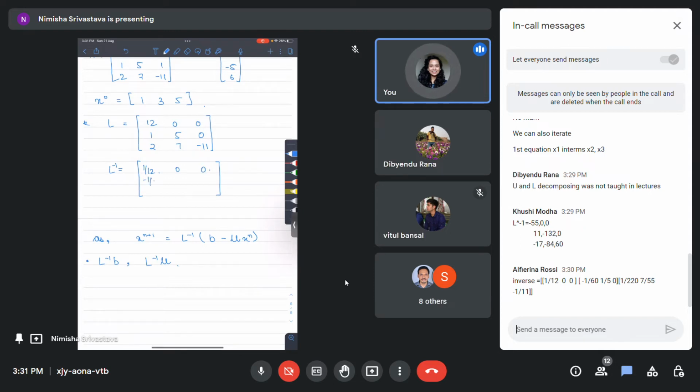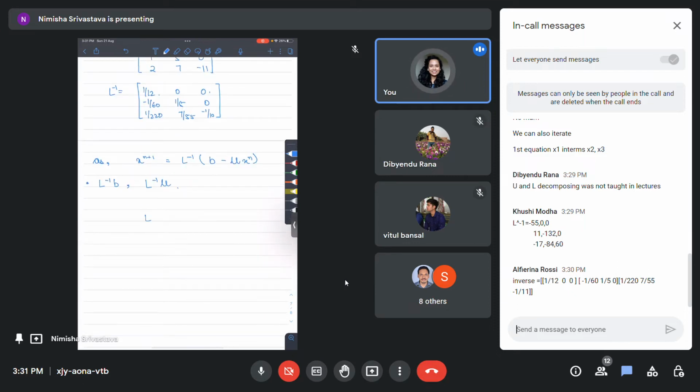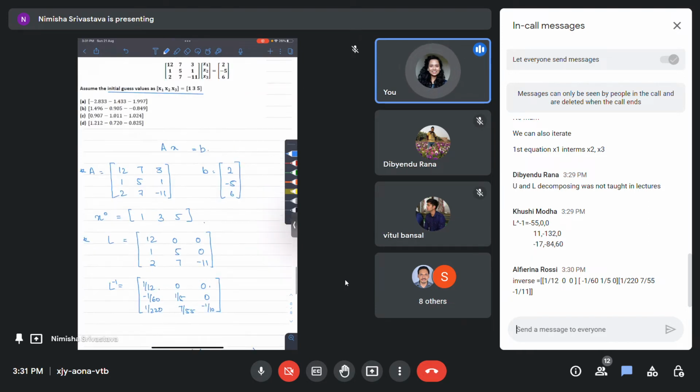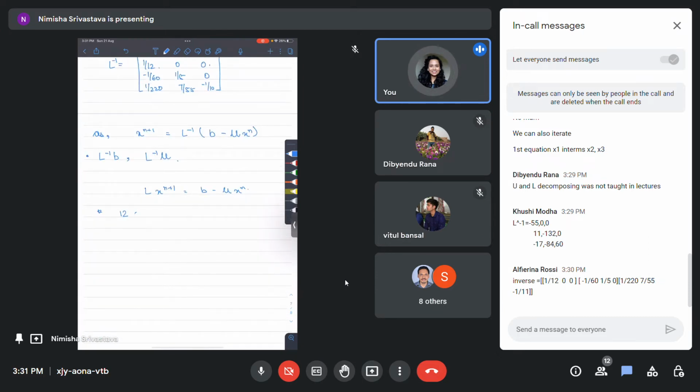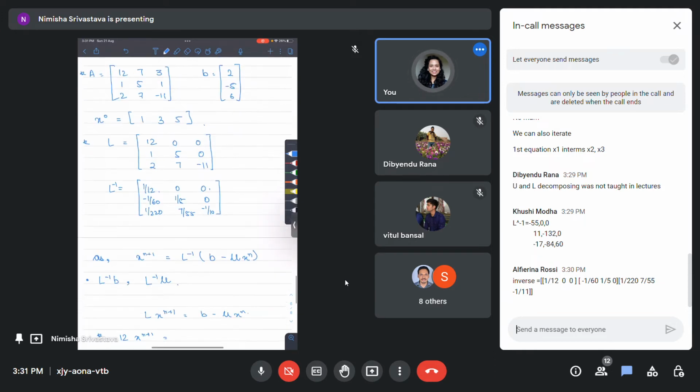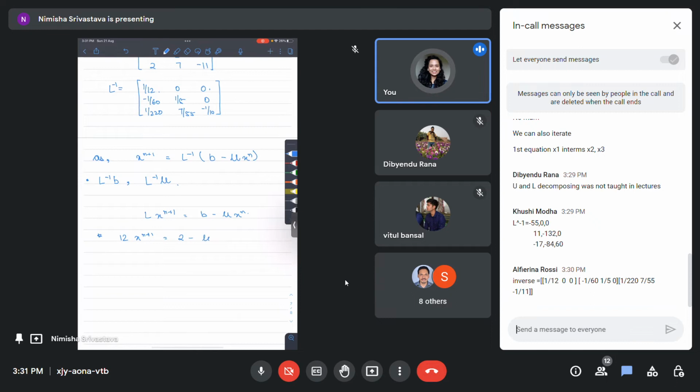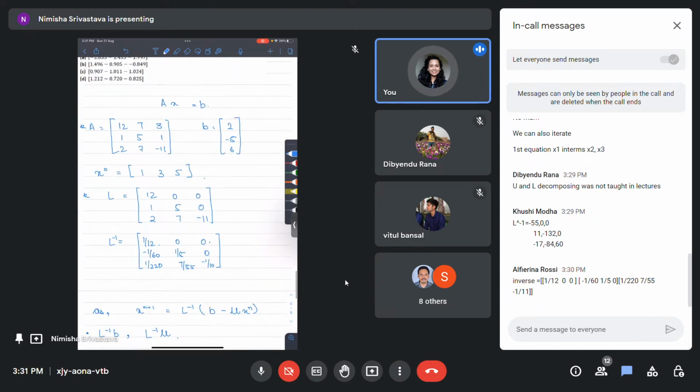So basically what Dibyendu is saying is that I don't need to go ahead and do all this inverse business. It is costing me too much time, which is true. So what I can do instead is simply look at this equation, which I had, L x n plus 1 is equal to b minus u x n. I know my L. L is 12. So for my first one, it would be 12 x n plus 1 is equal to 2 minus u x n. What is u x n? U x n over here is 1.